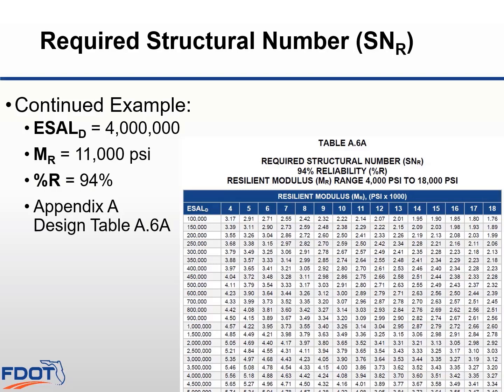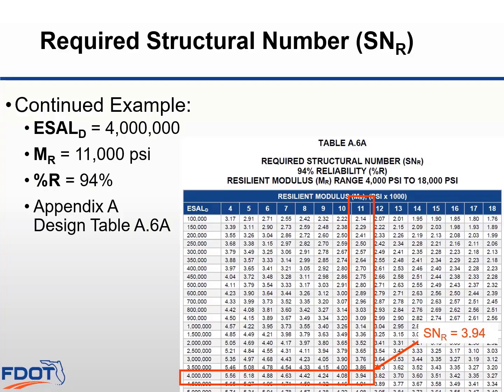Let's assume that this road is a rural arterial, and so the design ESAL of 4 million is fairly high volume for our facility. So we'll choose a slightly higher percent reliability because of the high traffic volume. So knowing these 3 factors, we now go to the appropriate design table, which in this case is table A6A. Looking down to 4 million ESALs and over to an 11,000 psi resilient modulus, we see that they intersect at the structural number of 3.94. So that's our required structural number.